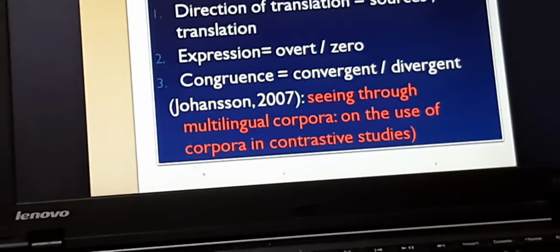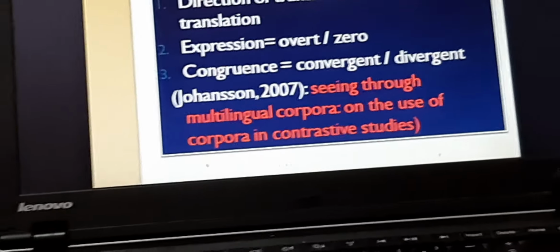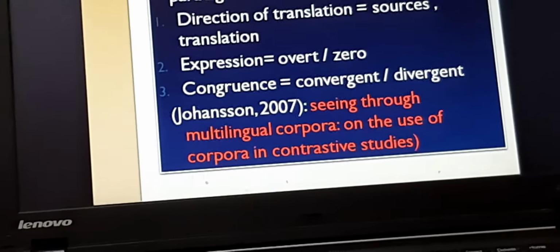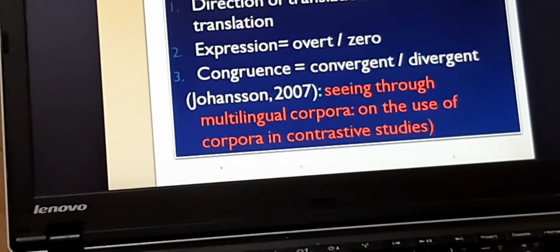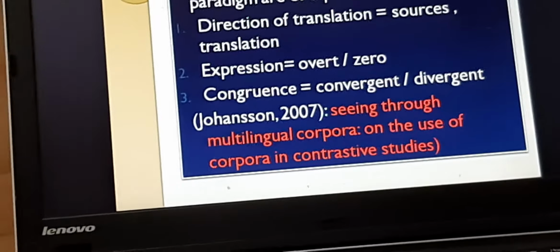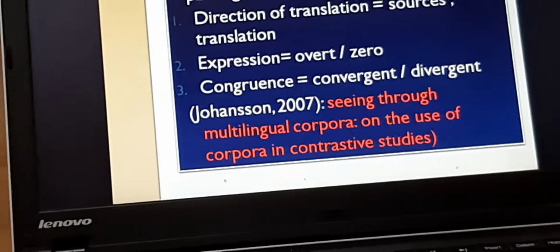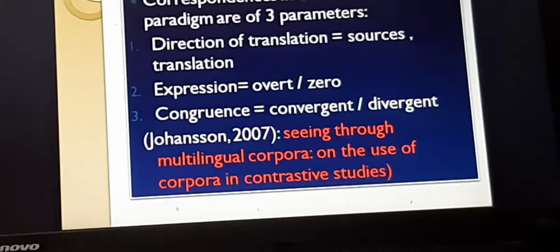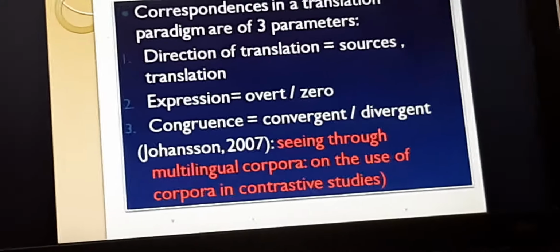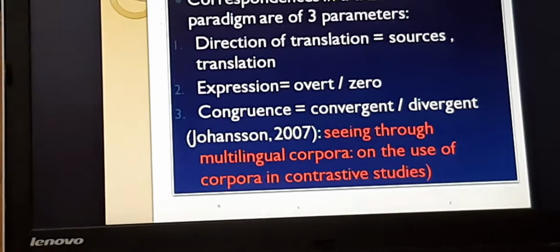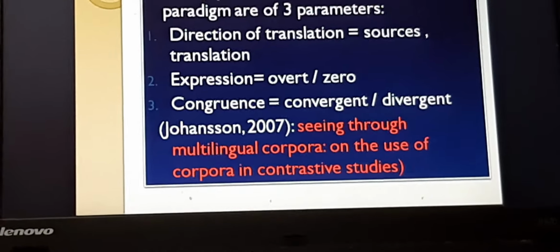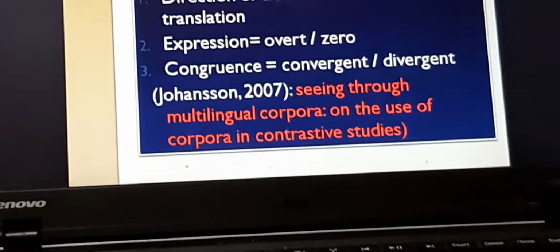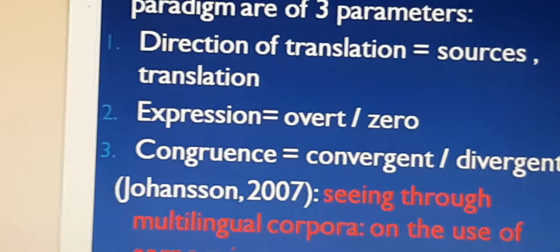Unlike the convergent thinking, in which we've got a linear process, it is more systematic, more flexible, more analytical, in order to arrive at one solution, and this solution could be the best one. These three parameters are dealt with in Johansson's book, which is entitled Seeing Through Multilingual Corpora, on the use of corpora in contrastive studies.